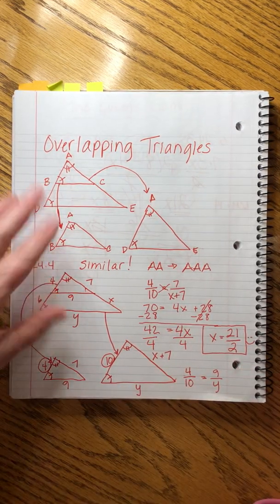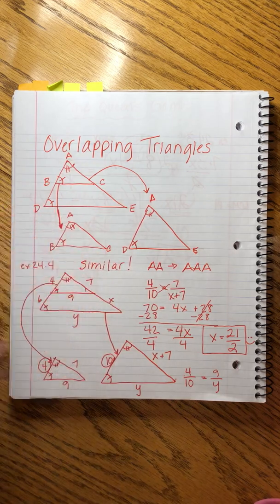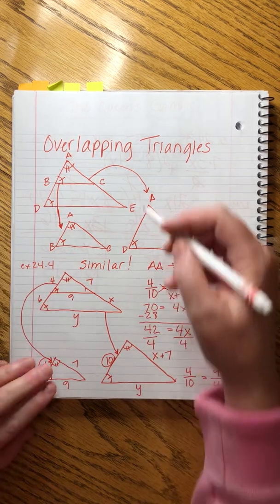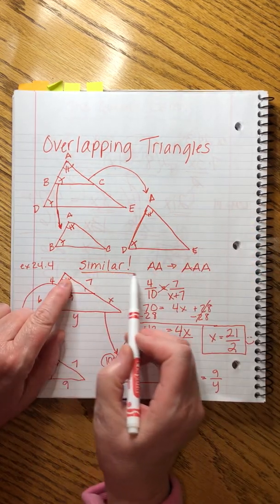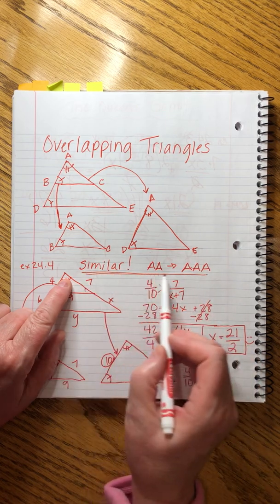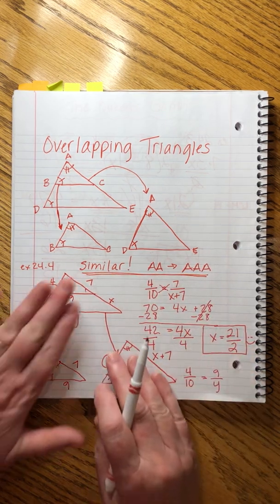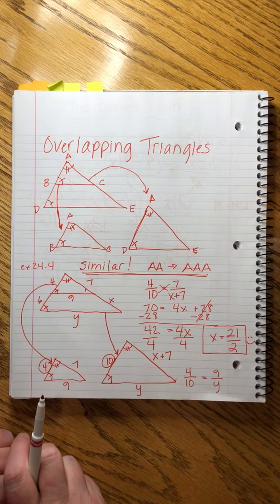Okay, so this overlapping triangles scenario is something that we're going to see again and again and again, and you just peel that top one off and set them side by side, and then usually it's no problem to prove that they are similar triangles, and then we can make proportions out of their side lengths.